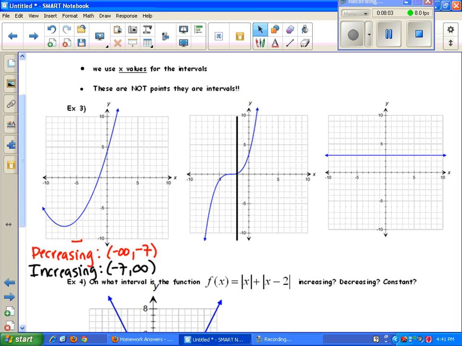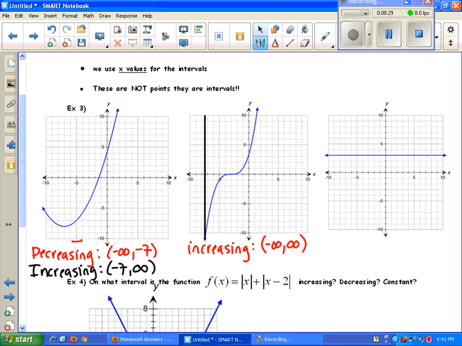Now if I go to the second graph here, looking as we move from left to right on our graph, as our x values are increasing, what are our y values doing? Notice that our y values seem to be increasing and there's no place where it seems to change at all. So I would say that this entire graph is increasing on the interval from negative infinity to infinity. Now, let's say my graph had been going the other way, going up this way and then down this way. Then it would be decreasing over the entire interval from negative infinity to infinity for that one.